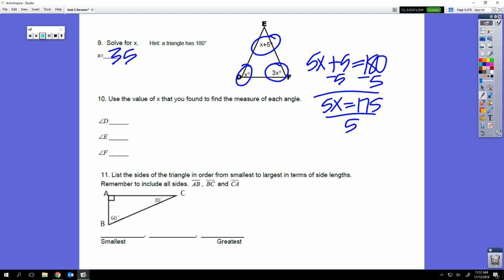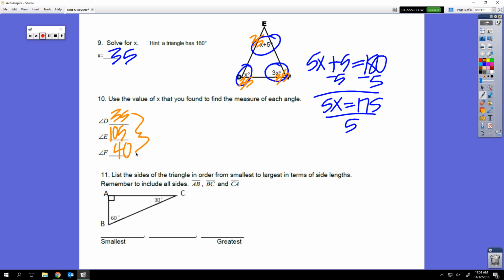Number 10, use the value of x that you found to find the measure of each angle. So x is 35, so I'm going to plug that in for all of these x's. So D is just x, so that's just 35. 3 times 35 would be 105. And then if you look at F, that's 35 plus 5, which would be 40. A good way to check yourself is now add these up, make sure they equal 180.